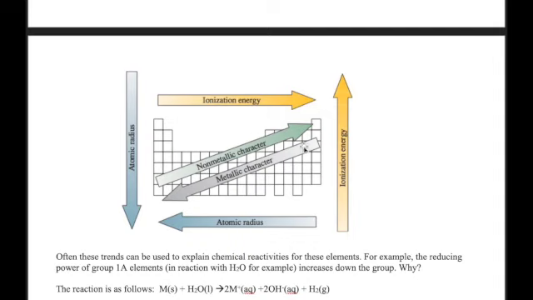With metallic character, the more metallic you are, the more likely you are to lose electrons, form cations, and of course ionization energy decreases as you go down, making it easier to form cations. So as a result, the elements that are down here are more metallic than the elements that are up here.